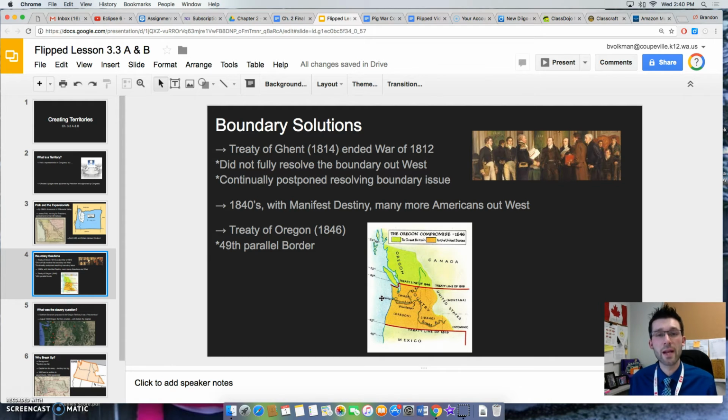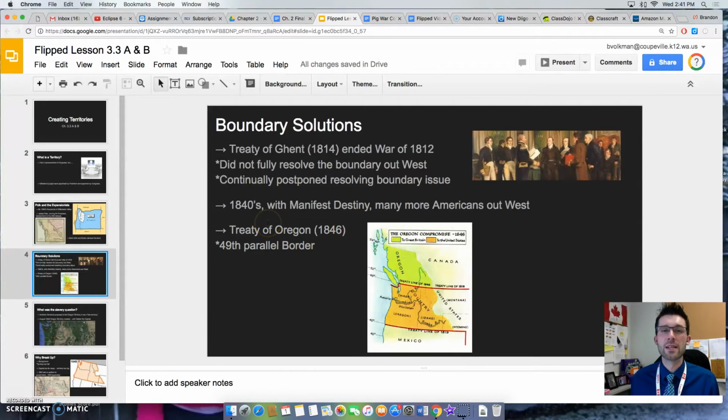Now they did try to get together to resolve this issue, but they kept postponing it. They said, oh, we'll do it in a year. Does that sound familiar? Like your mom and dad saying, I'll take care of it, and it never gets taken care of. Or maybe like you when you go, yeah, I'll take out the trash, I'll clean my room. Yeah, you know what I'm talking about.